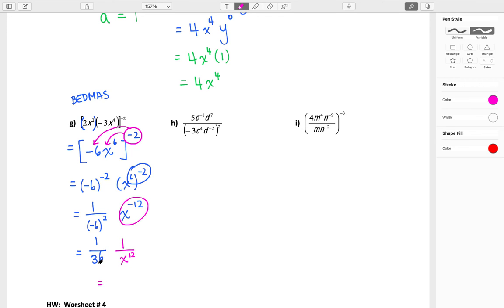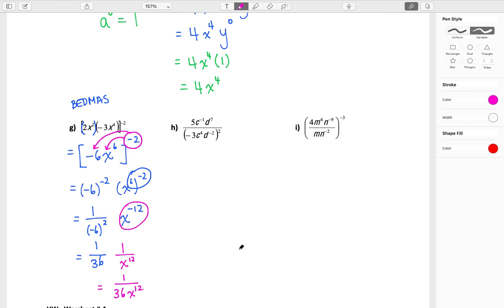So we have to put everything together. The numerator is 1 times 1, and the denominator is 36 x to the 12.